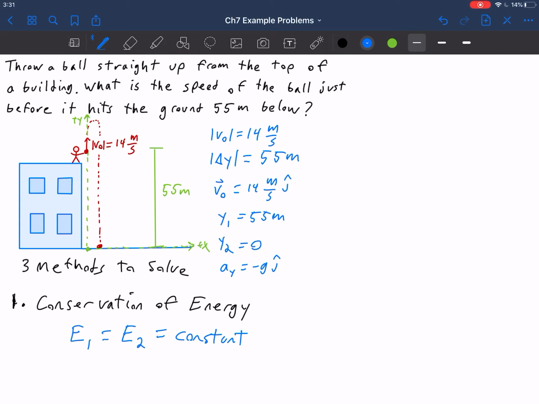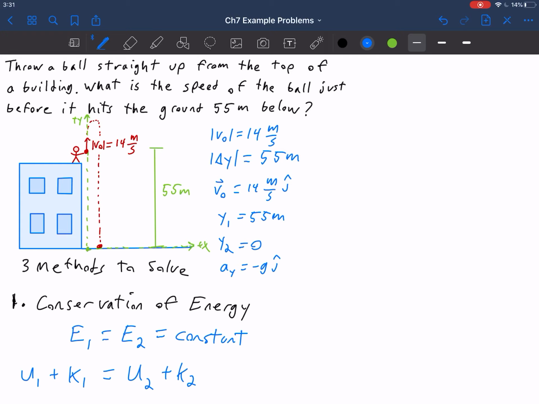And so we could in general write that at time 1, when we're throwing the ball, right after it leaves our hand, we have some gravitational potential energy. I'll call that U1 for the gravitational potential energy at time 1. And I have some kinetic energy. At time 2, I may also have some gravitational potential energy and some kinetic energy.